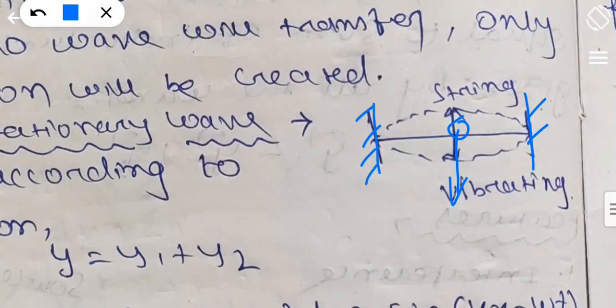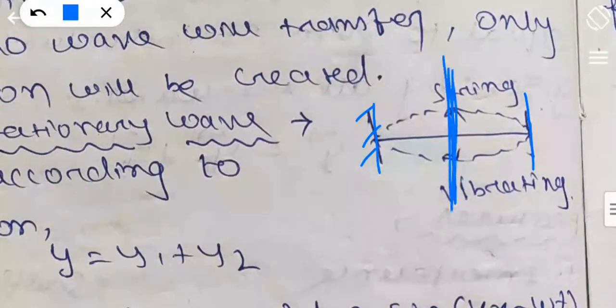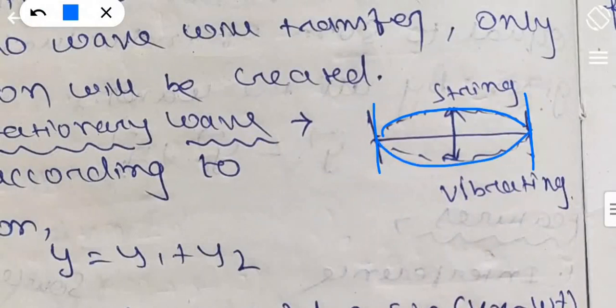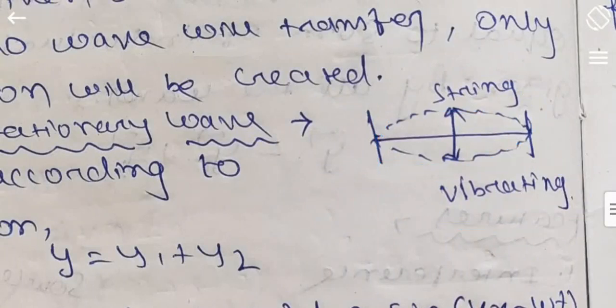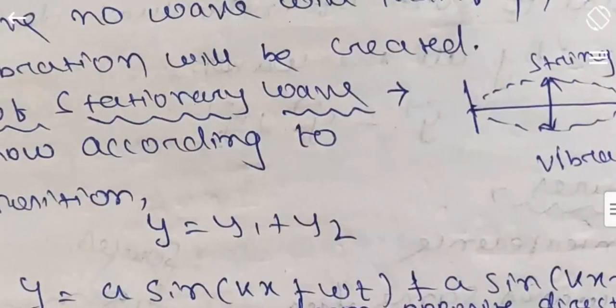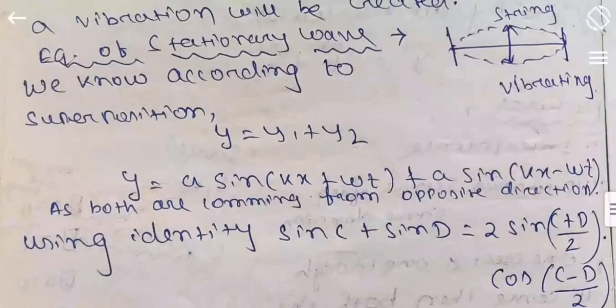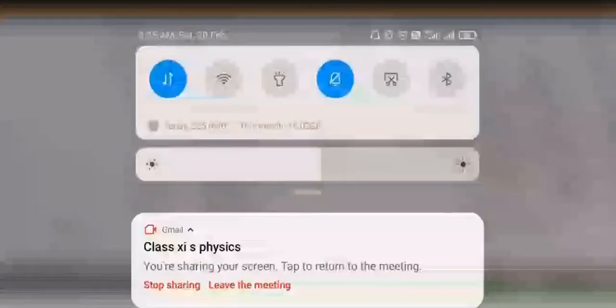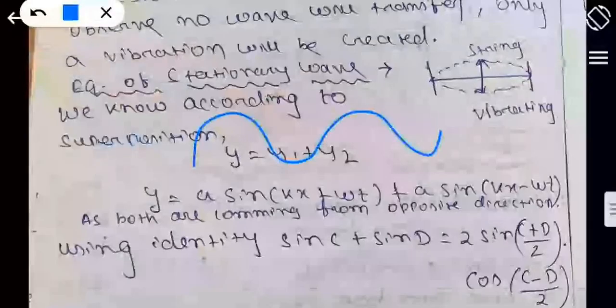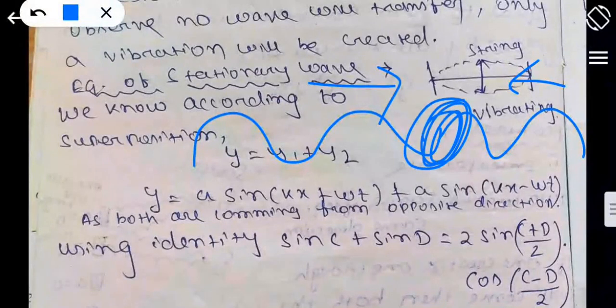You can observe here that no wave is going to be produced, only a vibration like this. So this is known as the formation of a stationary wave. Here you can see what is happening in case C: one wave is traveling like this, and another wave is coming in this direction. So there will be a disturbance in the middle.